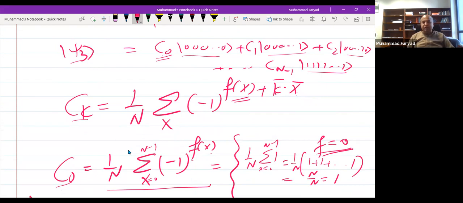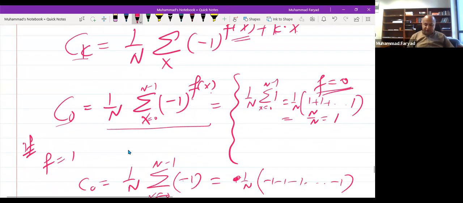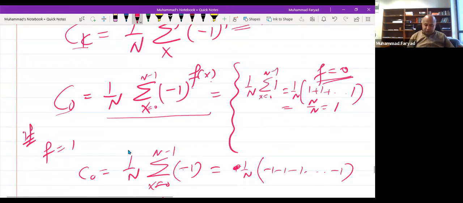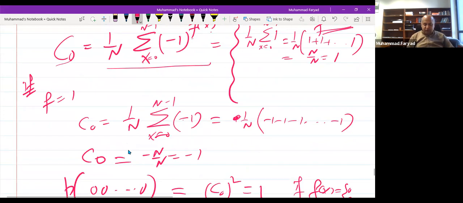f of x is a constant function, either 0 or 1, you add the same term n number of times, so you get n into either +1 or -1. So n goes with n. So C naught is 1 when f of x is 0. And when f of x is throughout 1, you get C naught as -1. So the mod square is 1. So here you have a 100% probability of finding 0 if f of x is a constant.